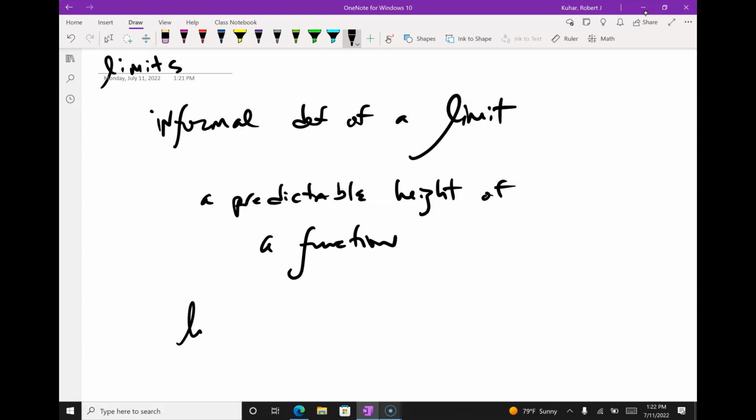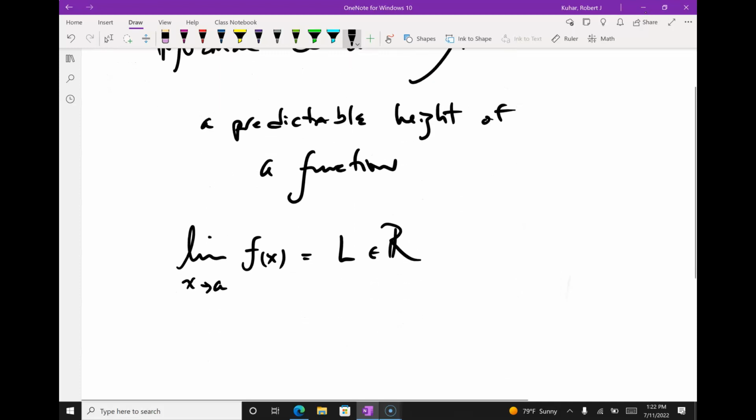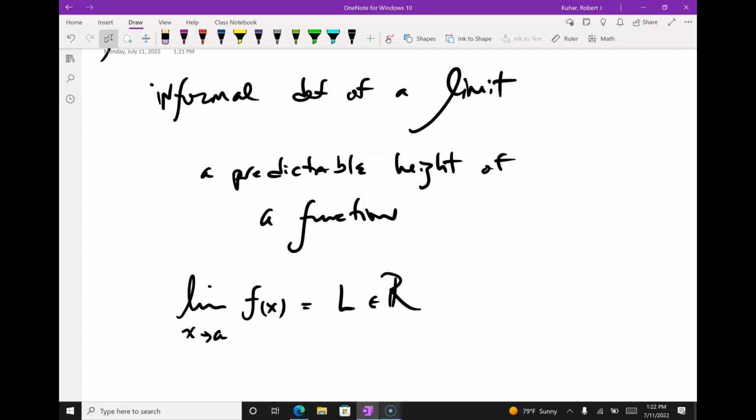So the limit as x goes to a of f of x equals L, and L is a real number. So all we have to do is be able to find a height of a function. It's really that simple. And so we can kind of think of this graphically, numerically, and algebraically.